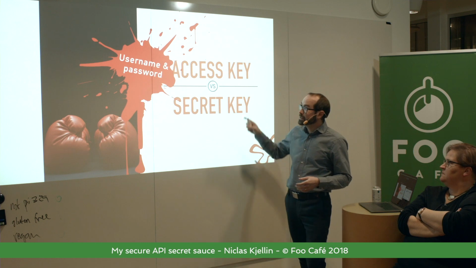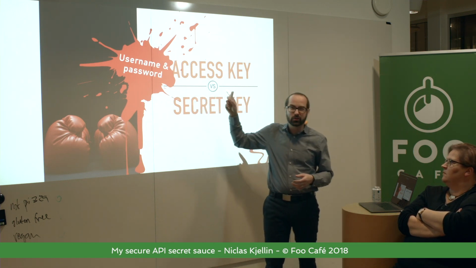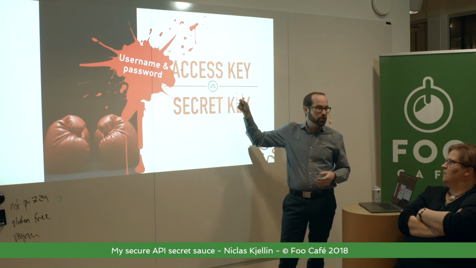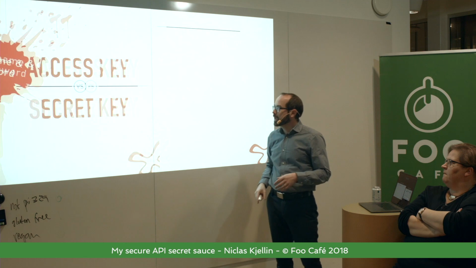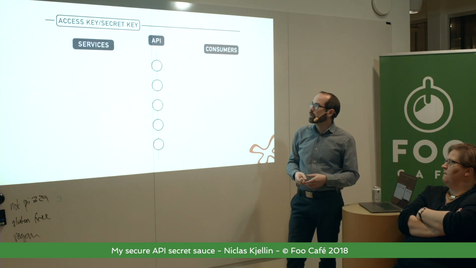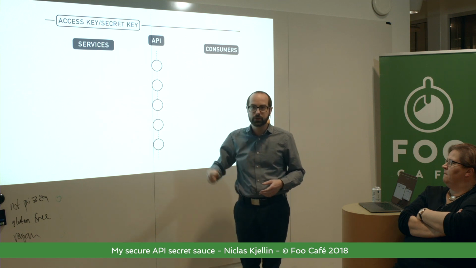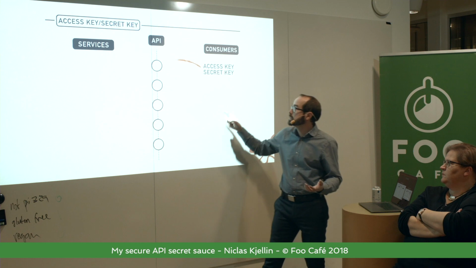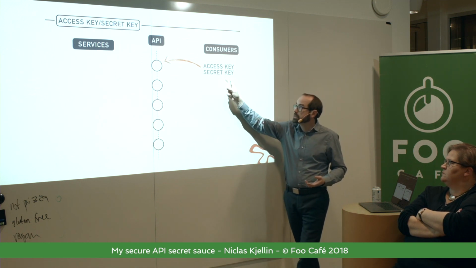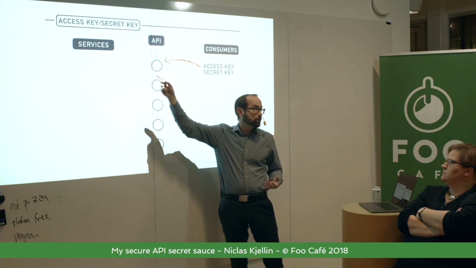So this is actually more or less the same as a username and password. I'm not entirely clear which one is which, but they're used like that. So looking at a solution with this, you would have an API in the middle, you have services and consumers on one side, and you will give out access keys and secrets. So on this side, you might actually just push those over like username, password when you log in from an API.